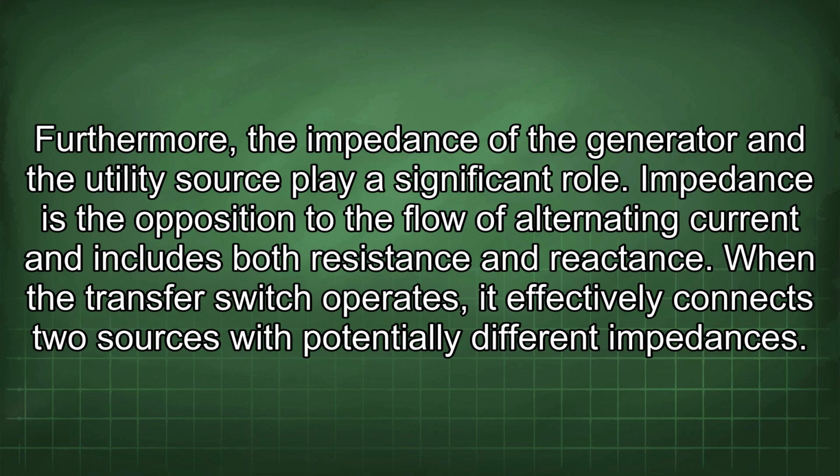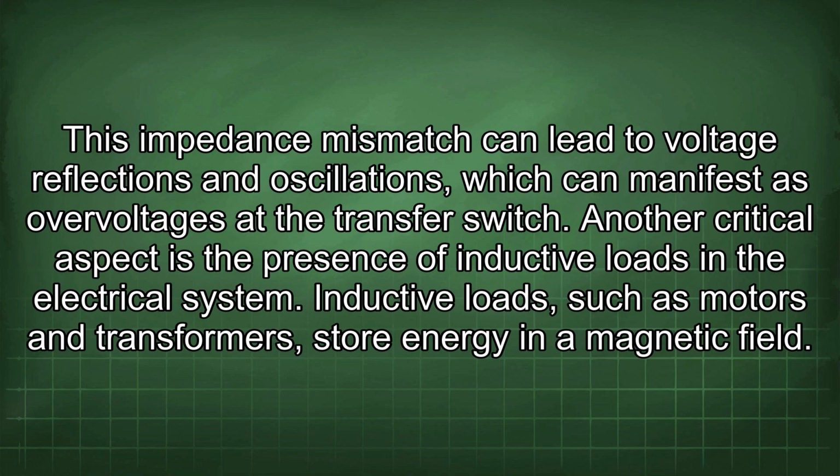Furthermore, the impedance of the generator and the utility source play a significant role. Impedance is the opposition to the flow of alternating current and includes both resistance and reactance. When the transfer switch operates, it effectively connects two sources with potentially different impedances. This impedance mismatch can lead to voltage reflections and oscillations, which can manifest as overvoltages at the transfer switch.